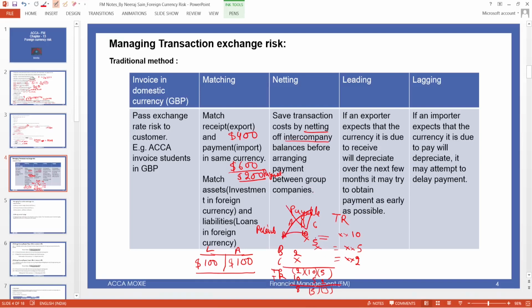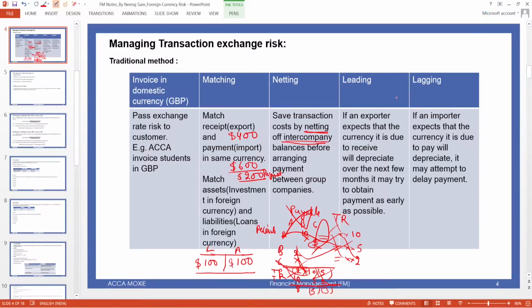You don't have to worry about the numericals because they are not useful here. There is no question will be asked. So just understand that it is a way to save the transaction cost and only the net amount we have to hedge. Okay, after netting intercompany balances, only the net amount we will hedge.